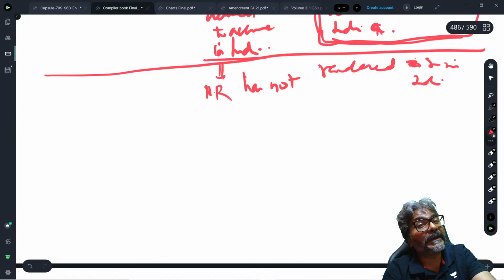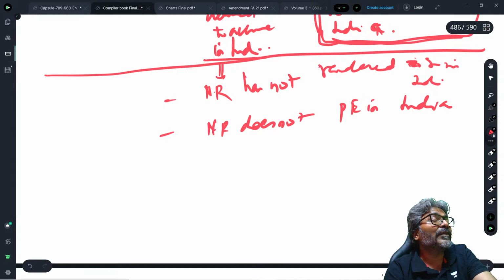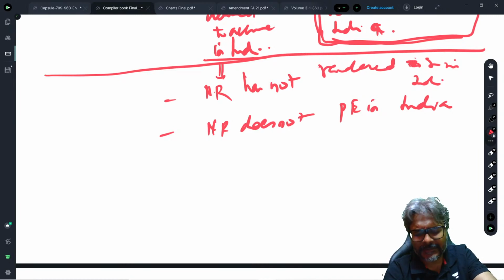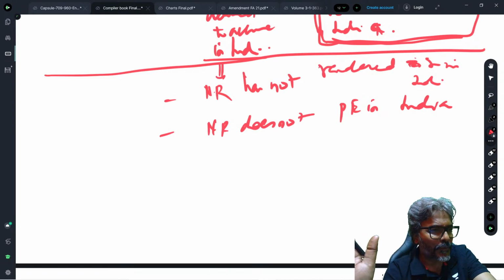This is one point. And second is that the non-resident does not have a PE in India. Will this have any relevance so far as the deemed accrual of that income in India is concerned? To that the answer is no.